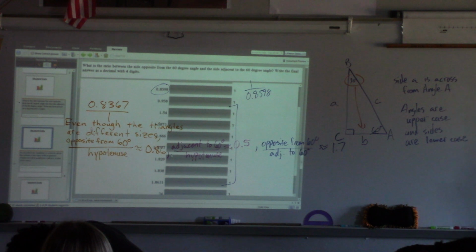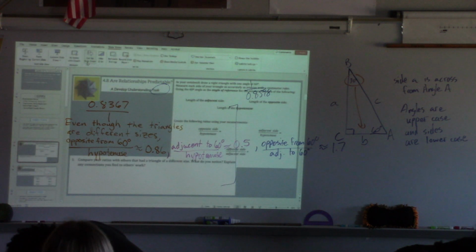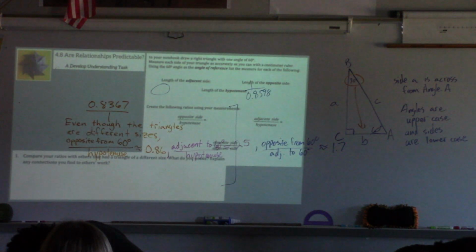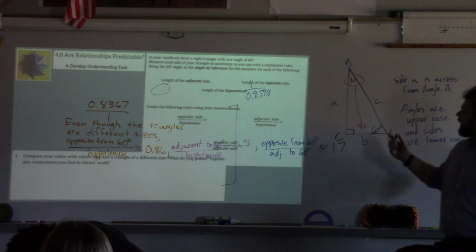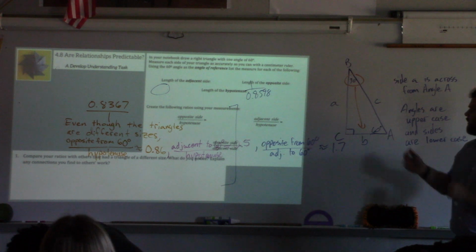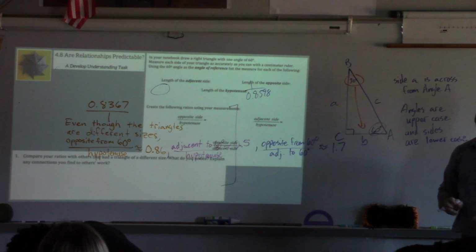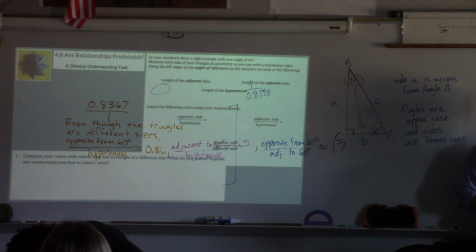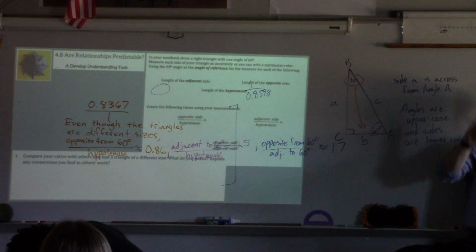One quick thing before we move on. I do want to point this out because this is a question that came up in Austin's group. I don't remember who asked it. We were struggling a little bit with identifying which side was adjacent to the 60 degrees. Because technically, how many sides are next to the 60-degree angle? Two. So how do we know which one's the adjacent side?